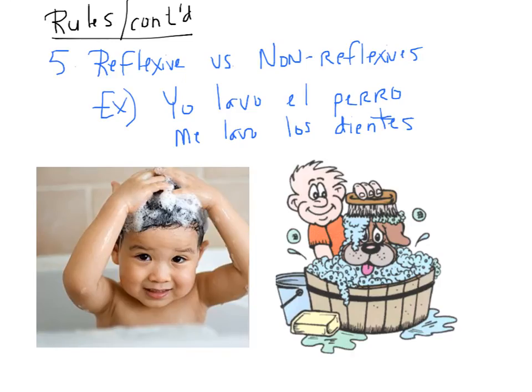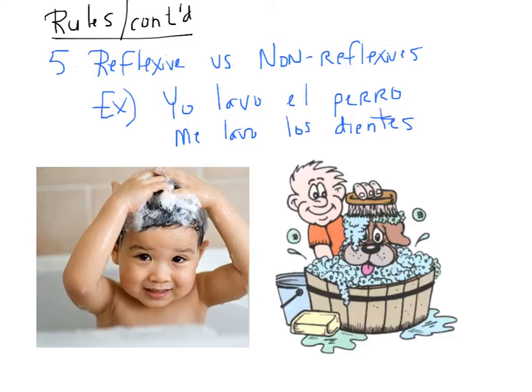As was mentioned on a previous slide, one of the important things that happens with reflexive verbs is knowing when verbs are reflexive verbs and when they're not reflexive verbs. And there are many examples of those. Most of them will fall into the true reflexive category. Take a look at the two sentences that we have here. Yo lavo el perro, me lavo los dientes.